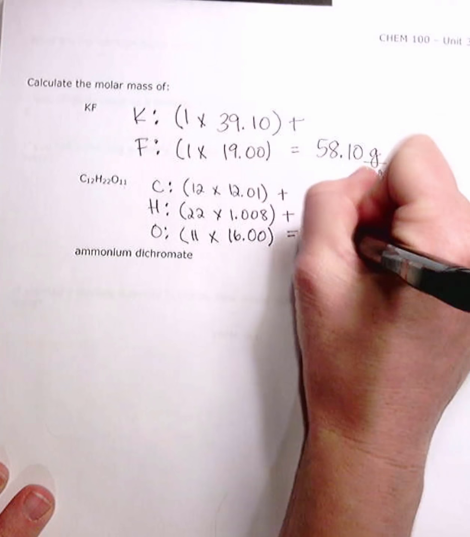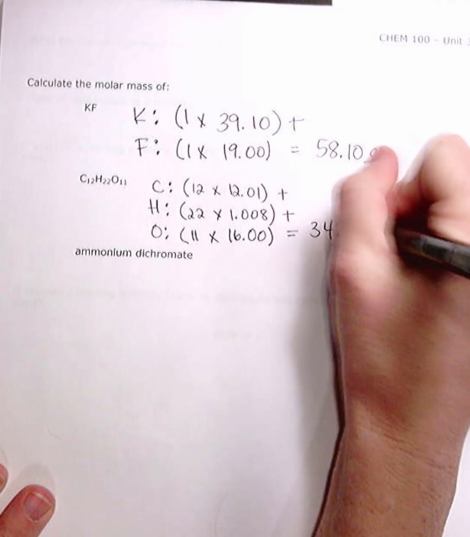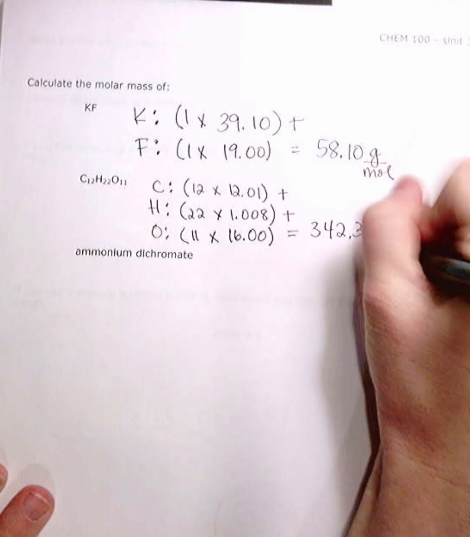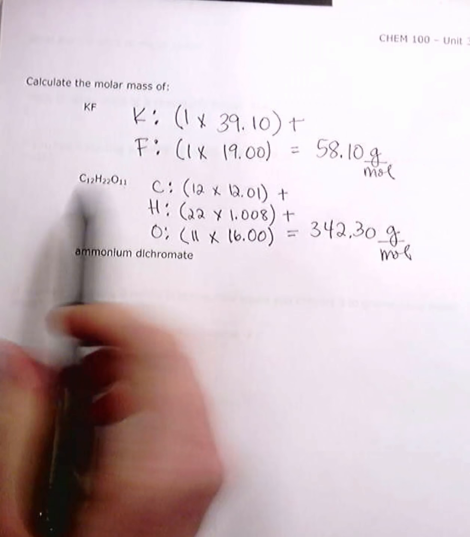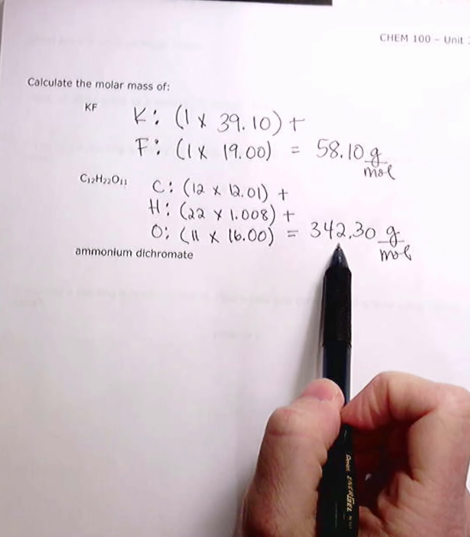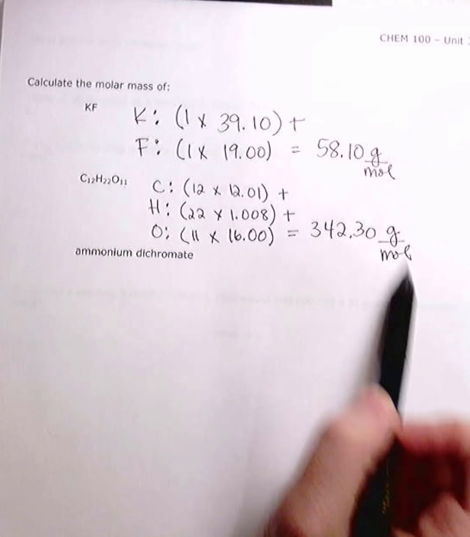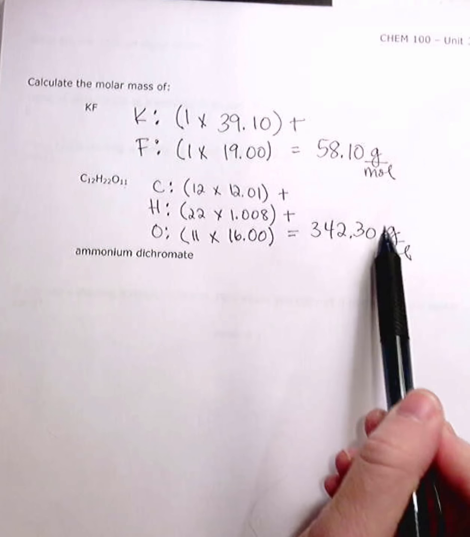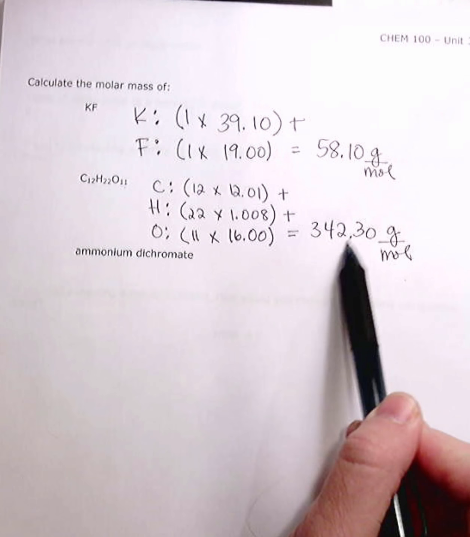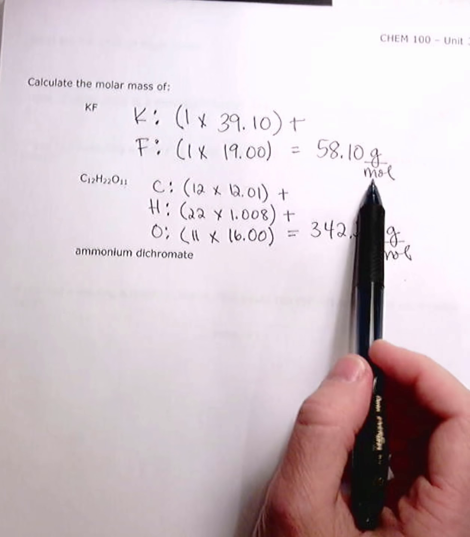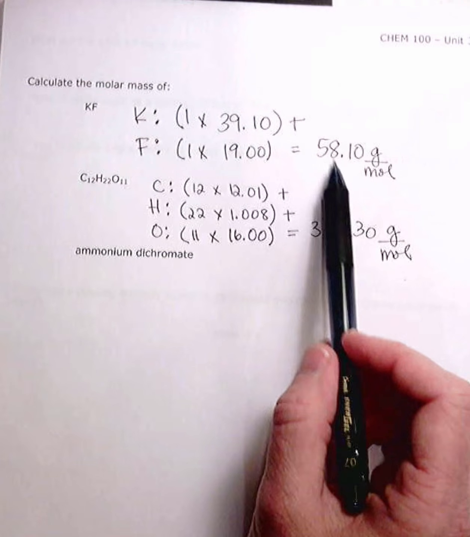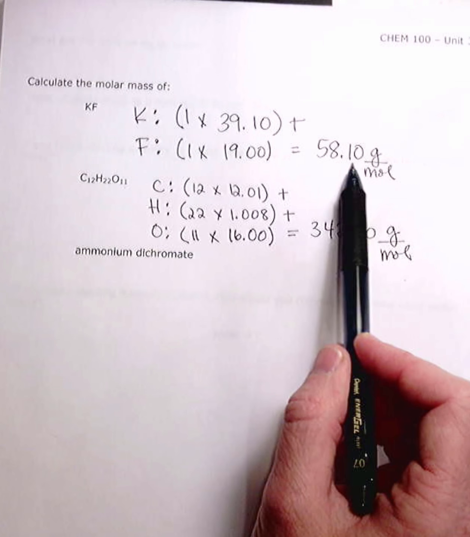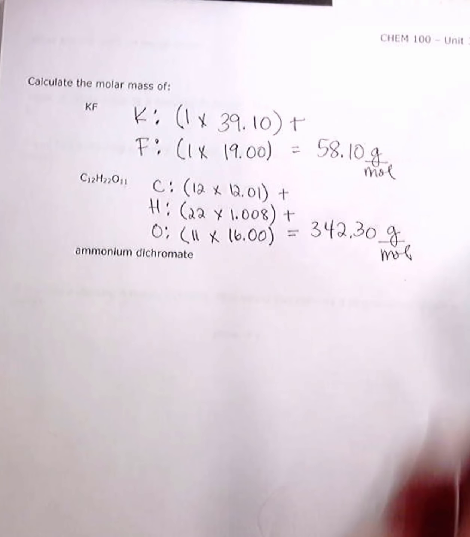Practice that on your own because it's very easy to enter it incorrectly. Okay, so sugar has a molar mass of 342.30 grams per mole. So that means that 1 mole of sugar is going to have a mass of 342.30, whereas 1 mole of potassium fluoride is going to have a molar mass of 58.1. So, if you weigh it out on the scale.